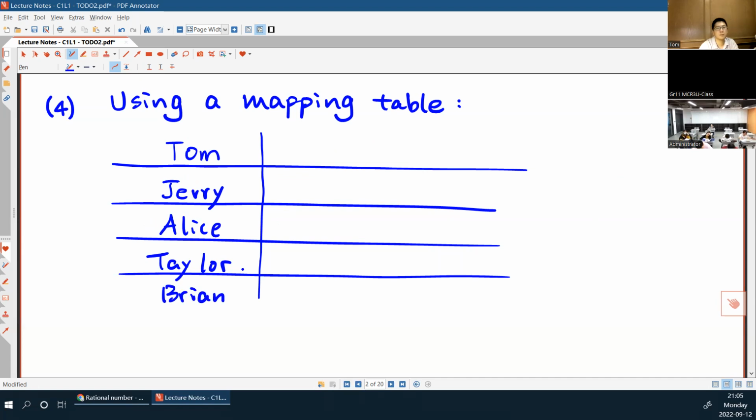And second columns are their genders. For example, Tom is male. That means Tom is mapped to male. Jerry is mapped to male. Alice is mapped to female. Taylor is mapped to female. Brian is mapped to male.